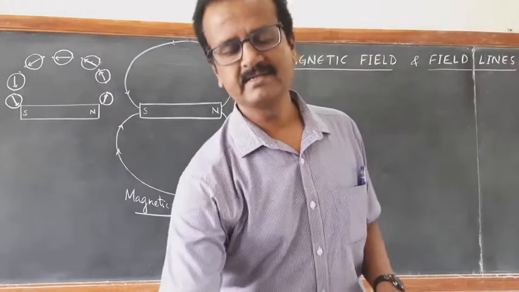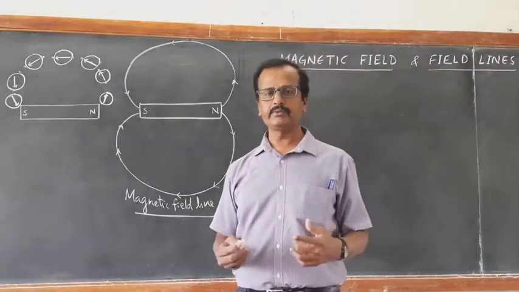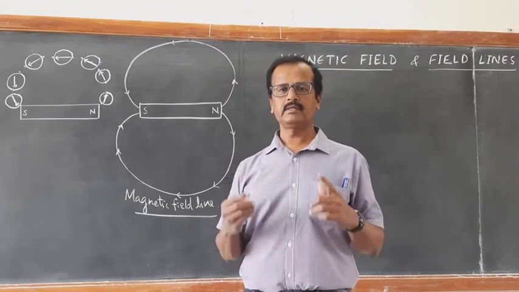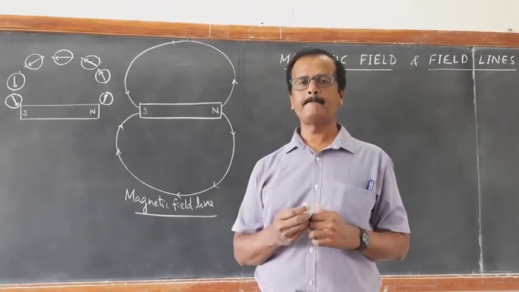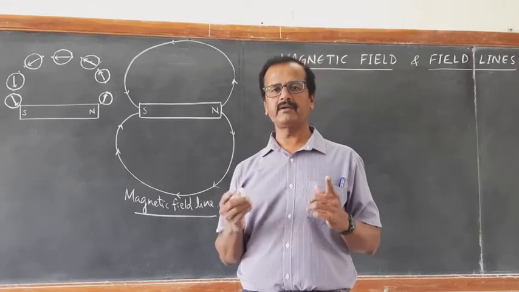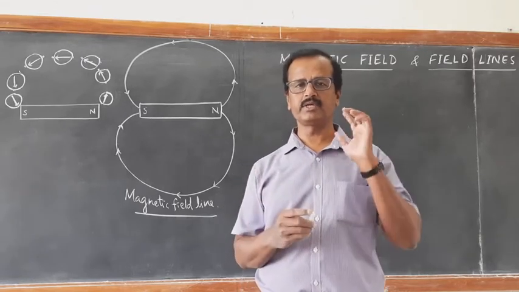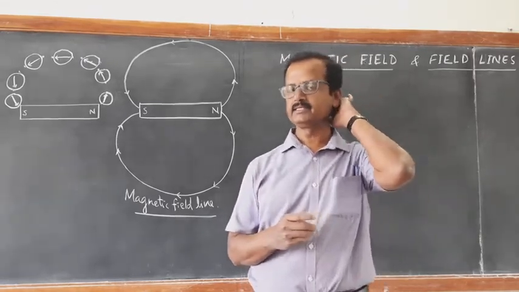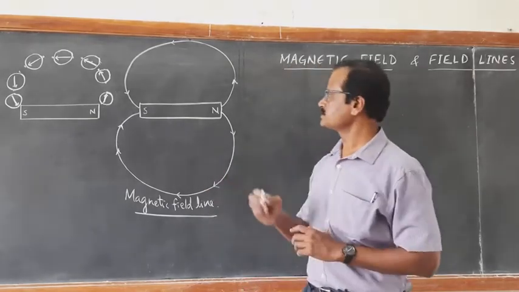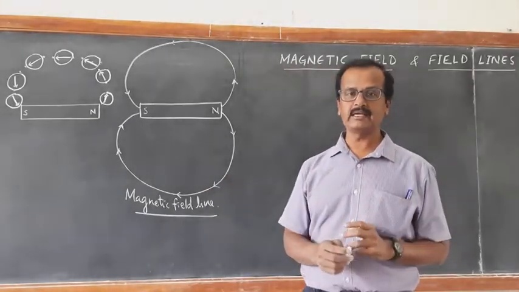Good morning, students. Today let us continue with the properties of a magnet, magnetic field and magnetic field line. In the last session we discussed some of the properties of a magnet. Now we will discuss what a magnetic field line is.